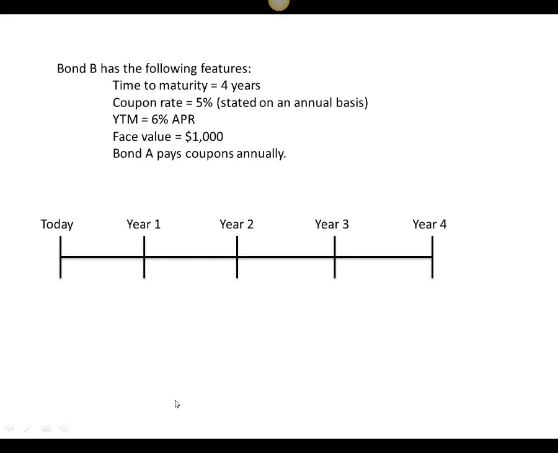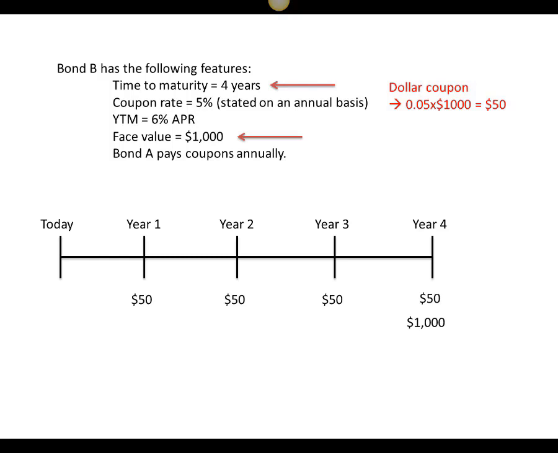We know that when interest rates change, bond prices change. So we need to recalculate what the bond price will be at each point in time, or each year. So again, our dollar coupons are still 50, we still have 4 years to maturity, and we have a face value of 1,000. Notice that the cash flows on this bond haven't changed. Only the market interest rate has changed, from 5% to 6%.